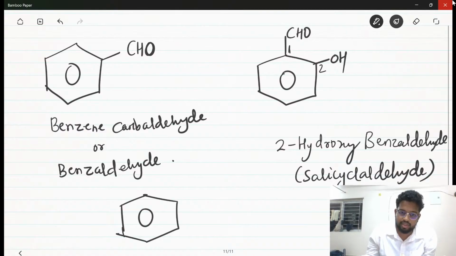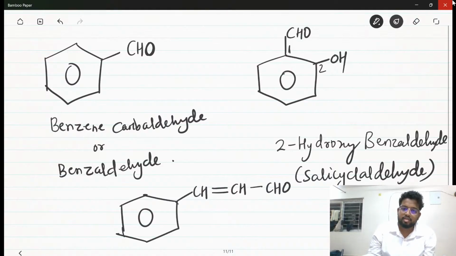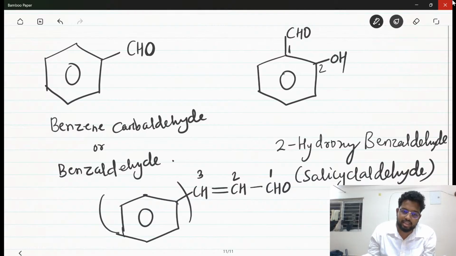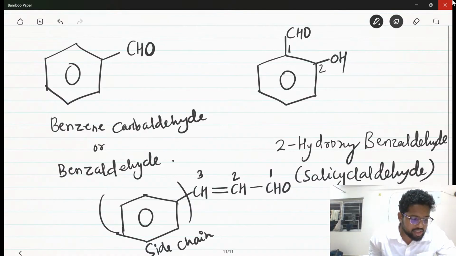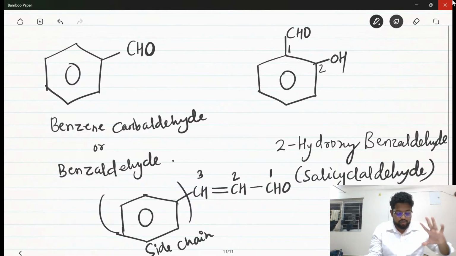This is really important. CH double bond CH, and then CHO. See, here the chain is the functional group and the ring is a side chain. And what is the side chain name of the benzene ring? If the benzene ring is used as a side chain, what prefix should we use for it?